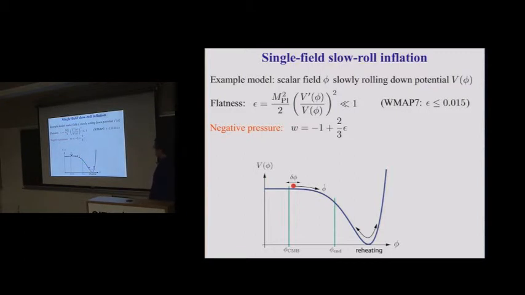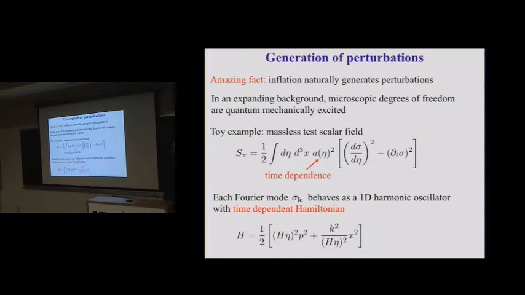This generates negative pressure in the equation of state for this scalar field. The flatness condition means that you're potential dominated. And if epsilon is small, then the equation of state is equal to -1, and you get inflation. By the way, the observational upper bound on epsilon, around 10^-2, comes from the non-observation of gravity waves in large-scale CMB temperature by WMAP.